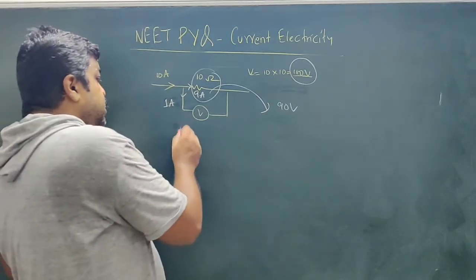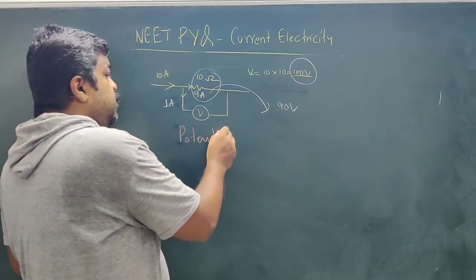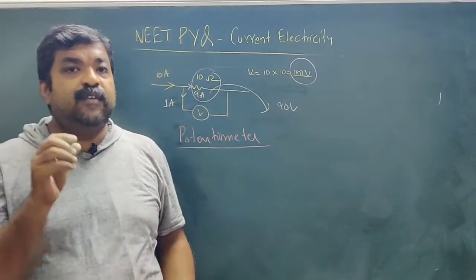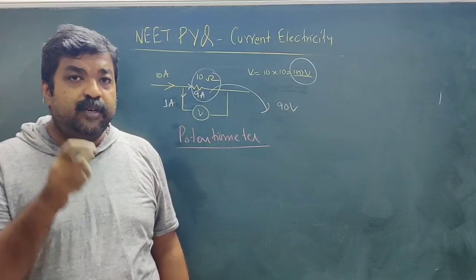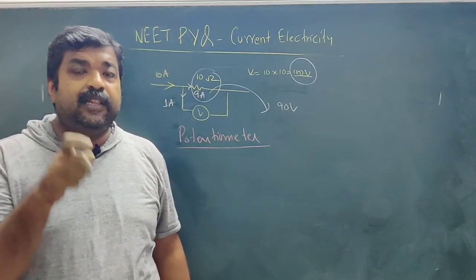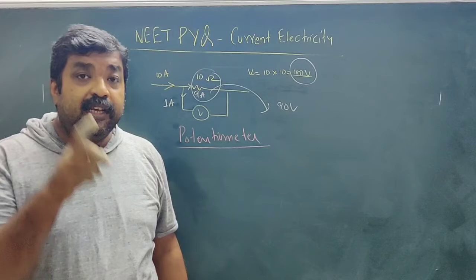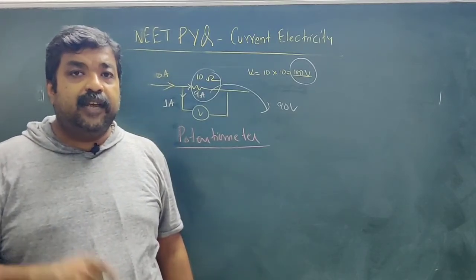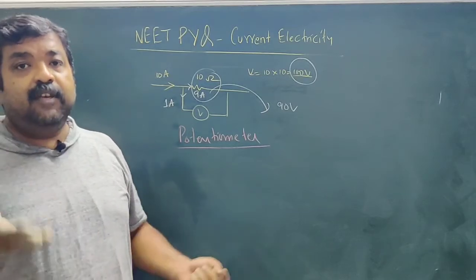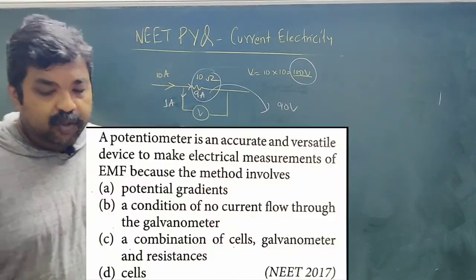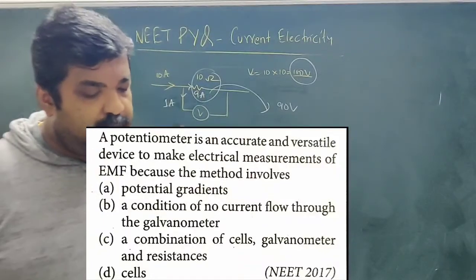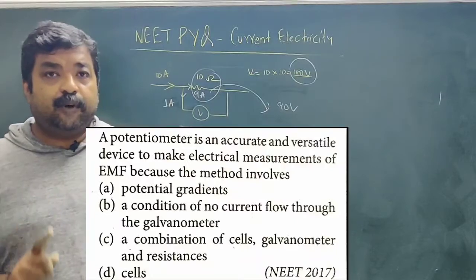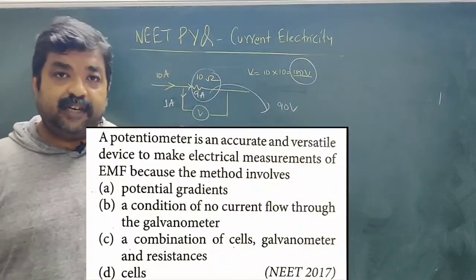Now the potentiometer works on the principle of null deflection. That means in a potentiometer you take the reading when the galvanometer shows null deflection. When the galvanometer shows null deflection, you are not drawing any current from the circuit, and when you are not drawing any current, it gives the accurate measurement. So that is the reason. Here option B, the condition of no current flow through the galvanometer, is the proper reason. So option B is the correct answer.